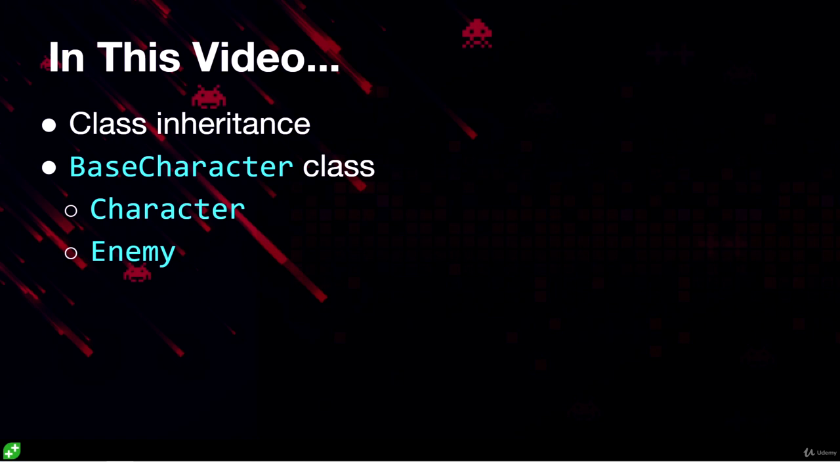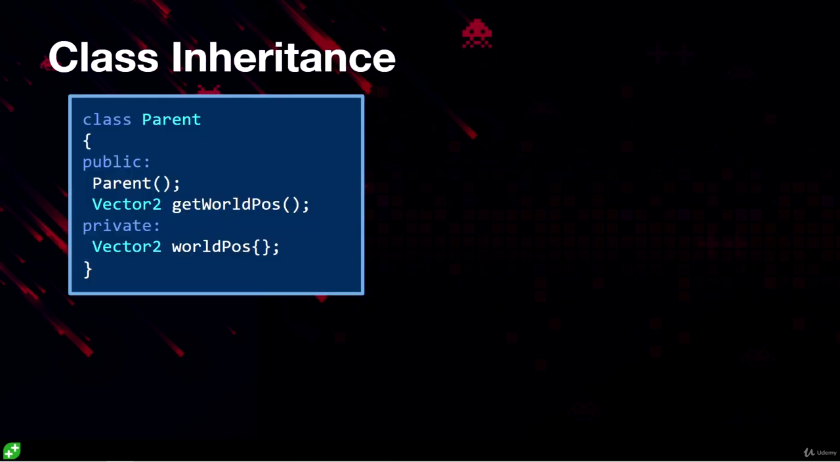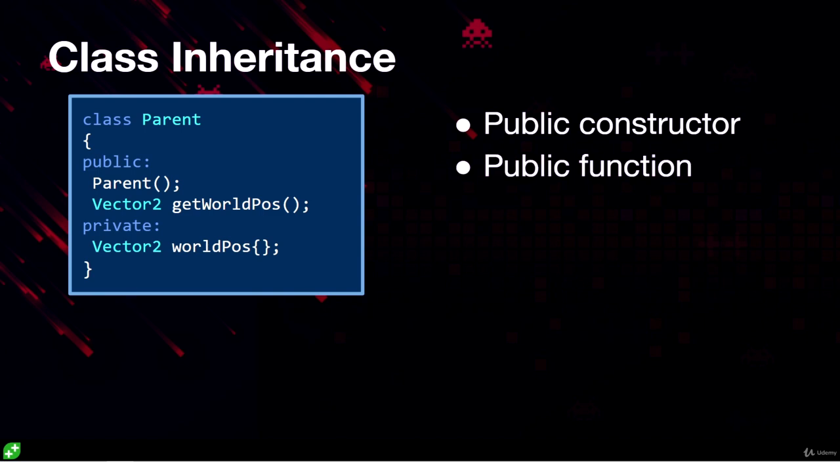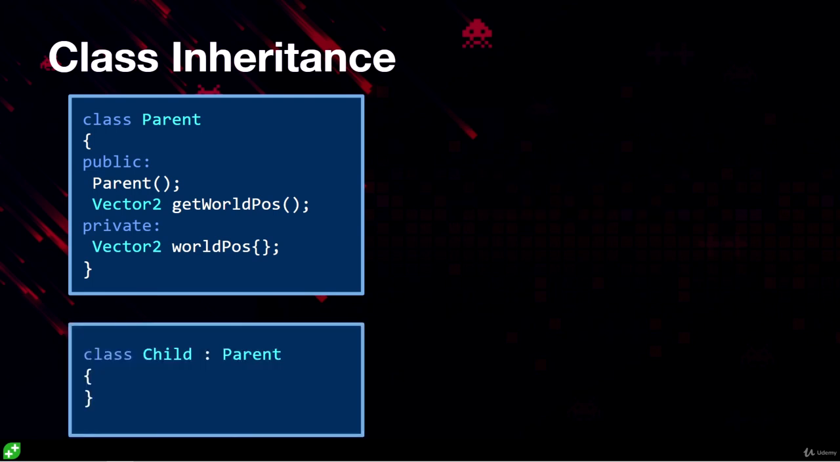Let's get started. Imagine we have a class called parent. Now, parent has a public constructor as well as a public function and a private variable. Now, we can make a new class called child and base it on the parent class. We say that the child class is derived from the parent class. We can derive from the parent class by placing a colon after the child class name, followed by the name of the class that we wish to derive from, in this case, parent. And we say that the class called parent is the base class or the parent class of child, and we say that the child class is derived from parent or is the child class of parent.